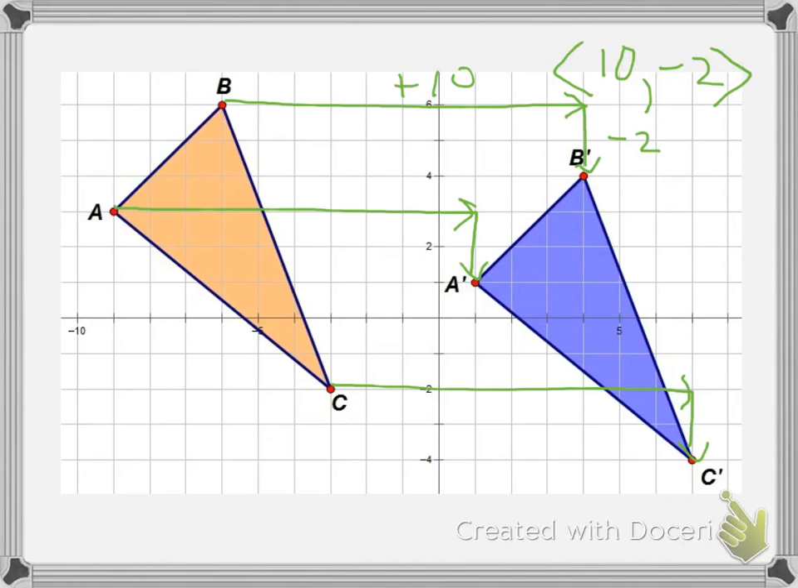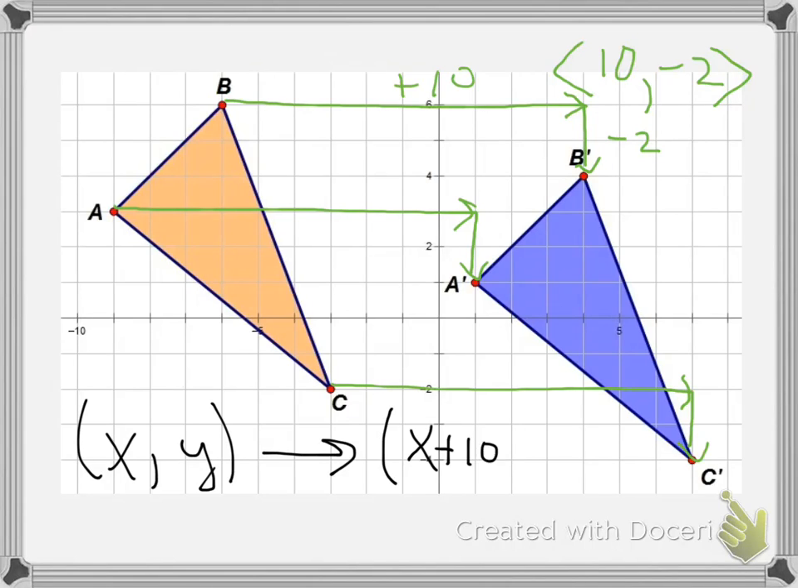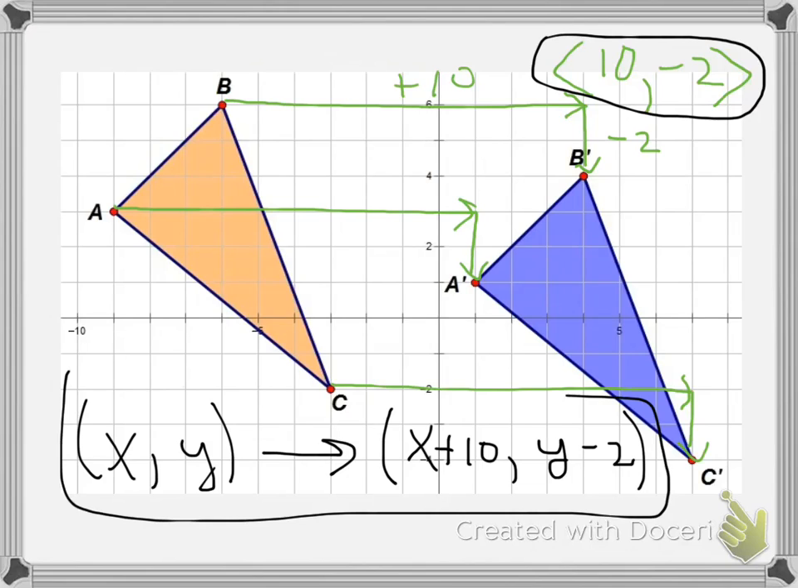Okay, so I've got the vector. The other part asks us for a coordinate rule, so I'll write that in black here at the bottom. I started with an x and a y. When I applied the vector, I took the x's and added 10 to each one, and the y's I subtracted 2. And there's a coordinate rule for it as well. So you have 2 different ways to represent this translation, one with the vector and one with the coordinate rule here at the bottom. That should have been fairly easy for most people.